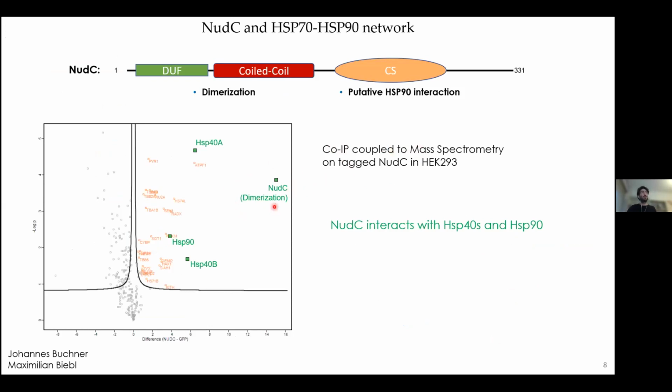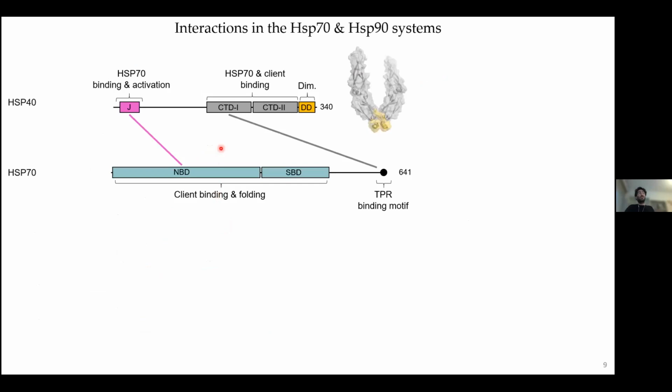What we can see is that the strongest partner of NOTC in solution is NOTC itself. This is expected as the protein dimerizes. But we also see other interactions directly with the HSP40s, but also with HSP90. So we know that NOTC has an effect on the activation of client, and we see here that in cell NOTC seems to interact with HSP40 and HSP90.